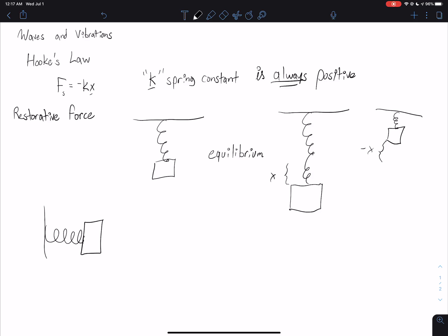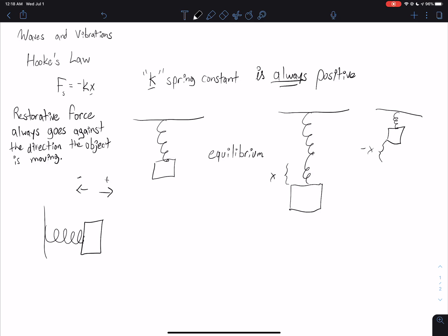So now that we know that our K is always positive, let's take a look at our X. So let's say we say that going to the right is positive and going to the left is negative, right? Now, I said that Hooke's law is a restorative force, and a restorative force always goes against the direction the object is moving.